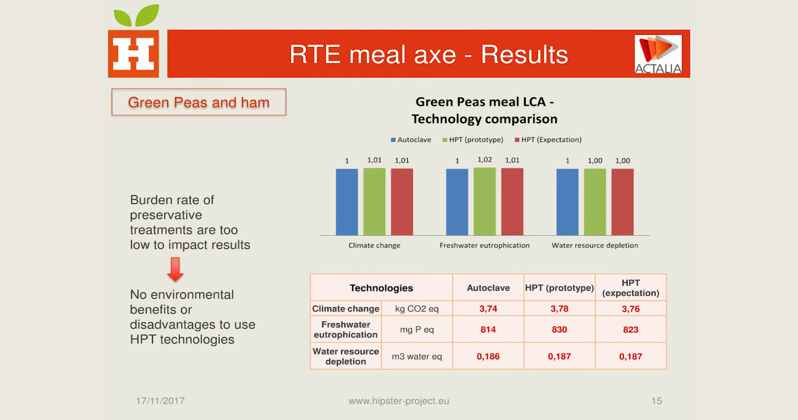And that's why we have this kind of results. So if we compare the different LCAs for the scenario treated by an autoclave and the one treated by HPT technology, we can see that we have pretty much the same results because the contribution of the preservative treatment is very low. It's too low to impact the results, around 2%. And the main contributor of the overall impact is of course the food production. So we can say here that there are no environmental benefits or disadvantages to using HPT technologies.